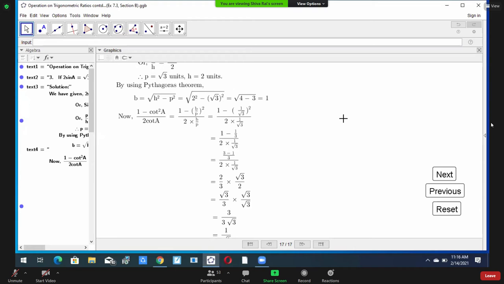Because 1 upon root 3 whole square is equal to 1 upon root 3 into 1 upon root 3, which equals 1 square upon root 9. And in the numerator, 1 square means 1. And here, square root of 9 means 3. Thus, we are writing 3 here.